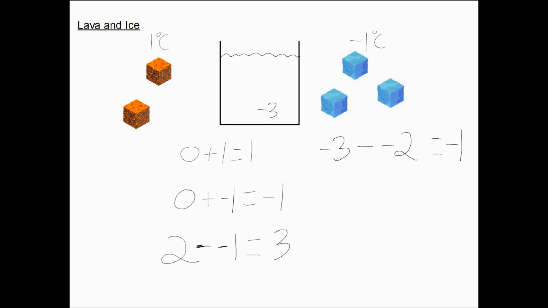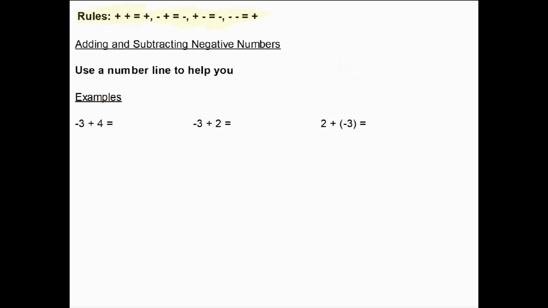So we should end up noticing a pattern to do with the signs. These are our rules, in fact. If I have a plus immediately next to a plus, it will become a plus. A minus immediately next to a plus becomes a minus. A plus immediately next to a minus becomes a minus. And a minus immediately next to a minus becomes a plus. So this is what we have to keep in mind whenever we're adding or taking away negative numbers.